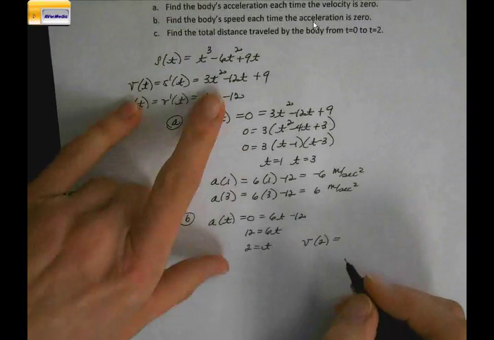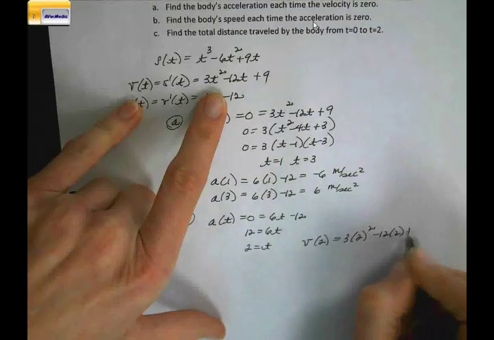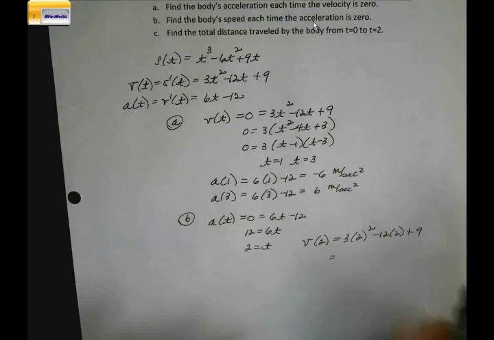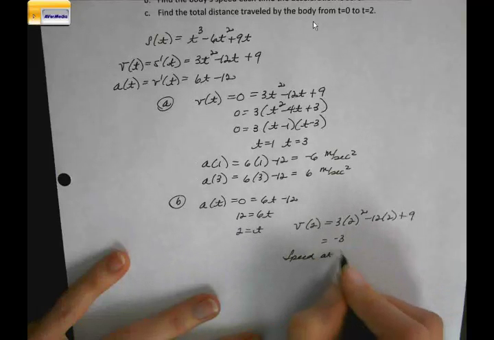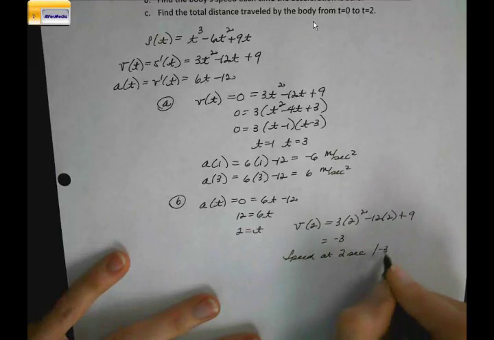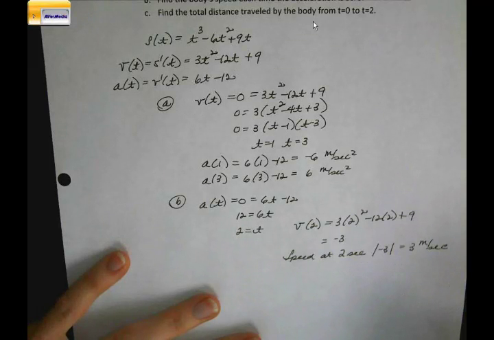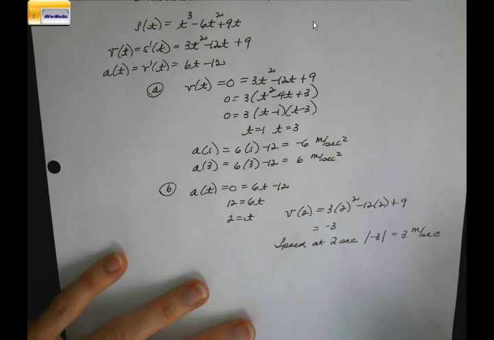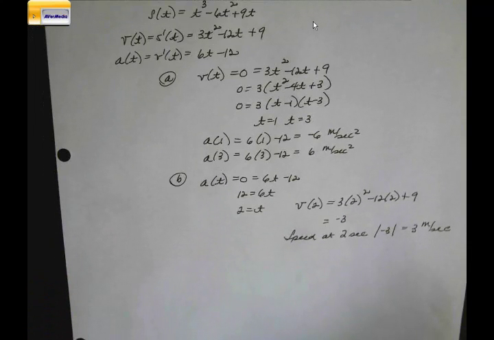The velocity at 2 seconds, go back up to the velocity formula. This becomes 3 times 2 squared minus 12 times 2 plus 9, which is 3 times 4, which is 12, and 12 minus 24 is a negative 12, plus 9 is a negative 3. So speed at 2 seconds is the absolute value of negative 3, which is 3 meters per second. So the speed is 3 meters per second when the acceleration is 0, which means it's holding steady. Holding a steady, constant rate of speed.